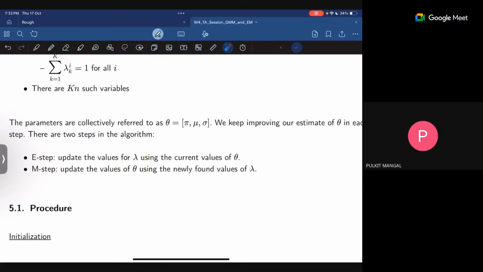In the lecture, the professor said something like this: you fix theta and estimate lambda, then you fix lambda and estimate, or maximize, theta. So that's what these two steps mean.